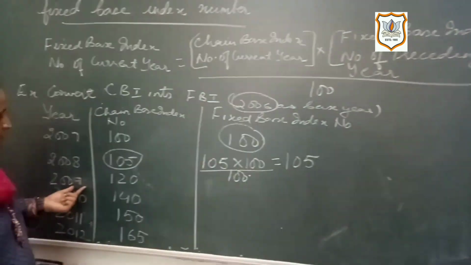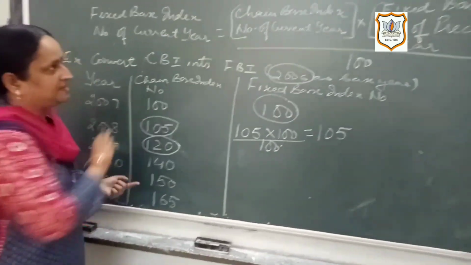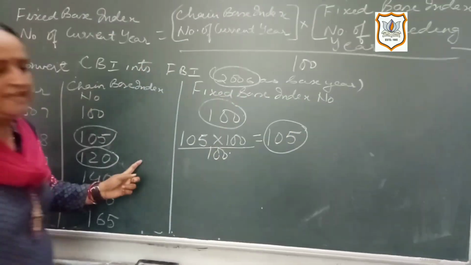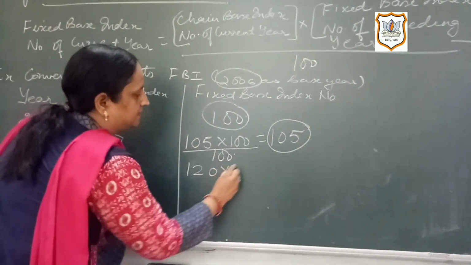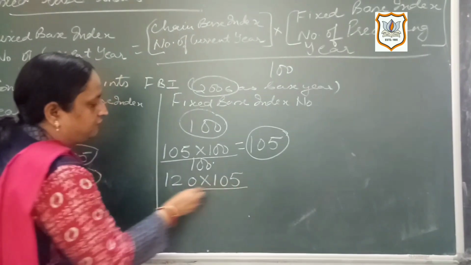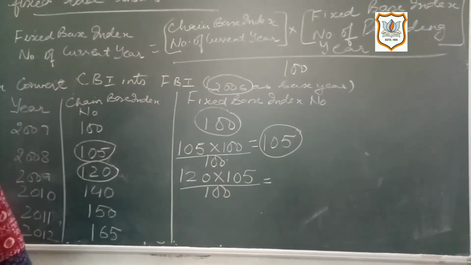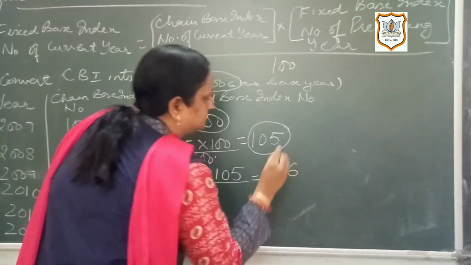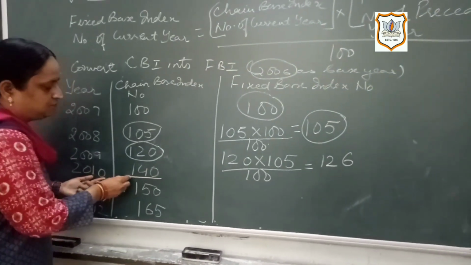Now for 2009, current is 120, that is chain base. Previous year's fixed base is 105. So multiply these two, that is 120 into 105 divided by 100. Now when you calculate this value, you will get it as 126.